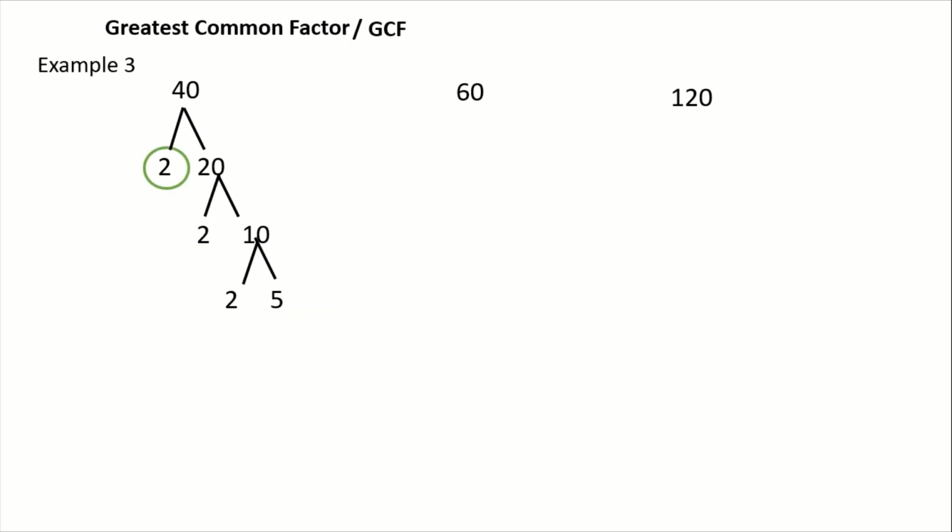Alright? So, last example. We can also find the GCF of more than 2 numbers, not just two. Here, we have 40, 60, and 120. Let's find their GCF. 40 has the factors 2 times 20. 20 has the factors 2 times 10. And 10 has the factors 2 times 5. All of them are now prime numbers, so we just write for 40: the factors are 2, 2, 2, and 5.